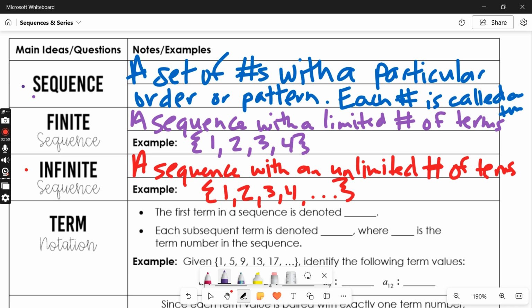The first term in a sequence is denoted a sub 1. That 1 is a subscript, which means it is not the same size. So I'm not writing a with a 1 next to it. That's not what I'm doing. I'm writing a with a little 1. Okay? Each subsequent term is denoted a sub n, where n is the term number in the sequence.